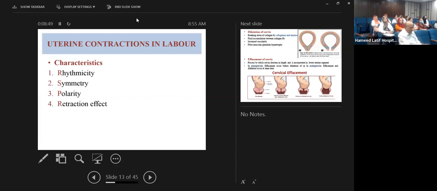They are usually symmetrical. That is, they originate from the upper part of the uterus that lies close to the tubes, known as tubal ostia, and these are also called pacemakers of uterine contractions. The polarity is that maximum intensity is at the fundus, and as we go down, the intensity decreases. This effect creates a pressure gradient for the fetus to move in the downward direction.